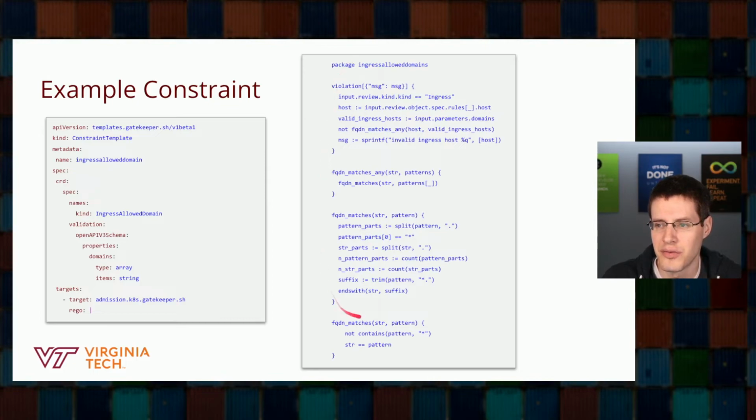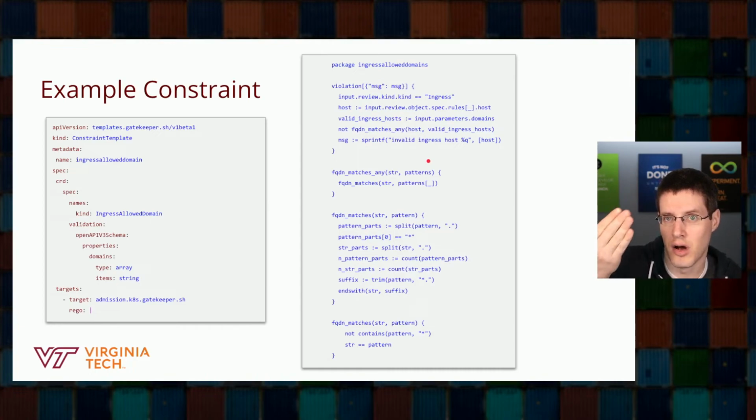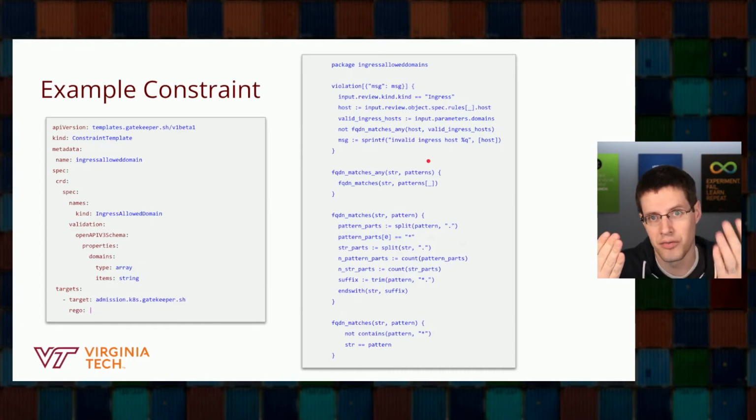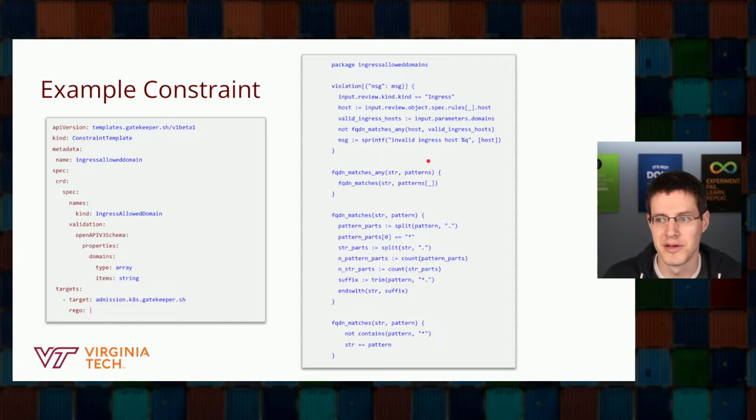And so as we go through this, I'm going to be looking for ingress objects. I'm going to extract all the hosts out of them, and then I'm going to do a match of: is the host that's on this ingress object one of the authorized domains for this namespace? And if not, then I'm going to set a message and say, hey, that's an invalid host name, and you're not allowed to define that host.